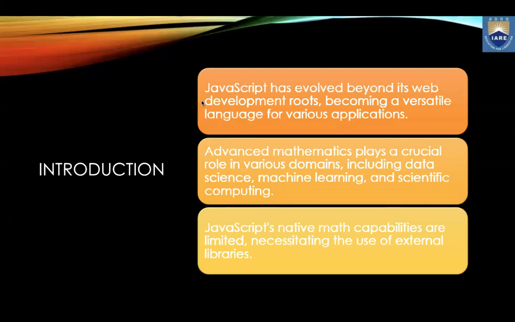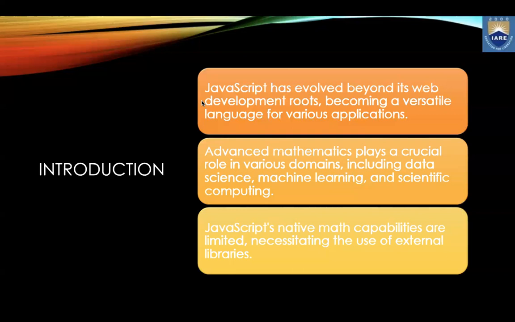JavaScript has evolved beyond its web development roots, becoming a versatile language for various applications. As we know, it is a client-side verification language. It has multiple libraries, and basically we are going to discuss the advanced mathematics library in JavaScript, which plays a crucial role in various domains, including data science, machine learning, as well as scientific computing. JavaScript's native math capabilities are limited, necessitating the use of external libraries.